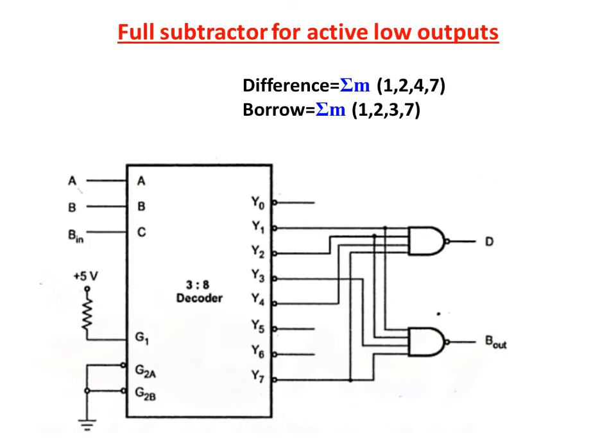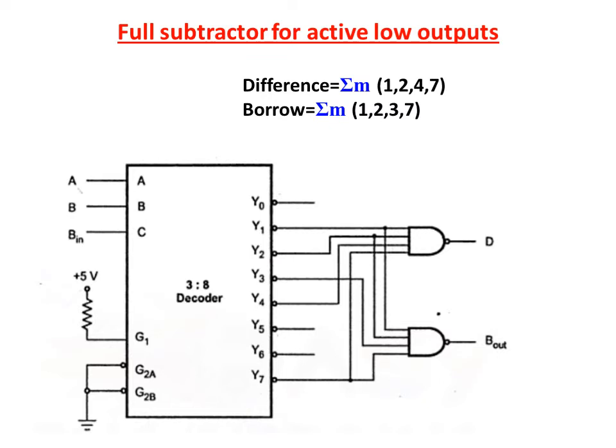Now we are going to implement the full subtractor for active low output conditions. The difference and borrow expressions are given. For active low output conditions, we are using a NAND gate decoder. So each output of the decoder is obtained as a max term. So the max term expressions are obtained from Y0 to Y7.